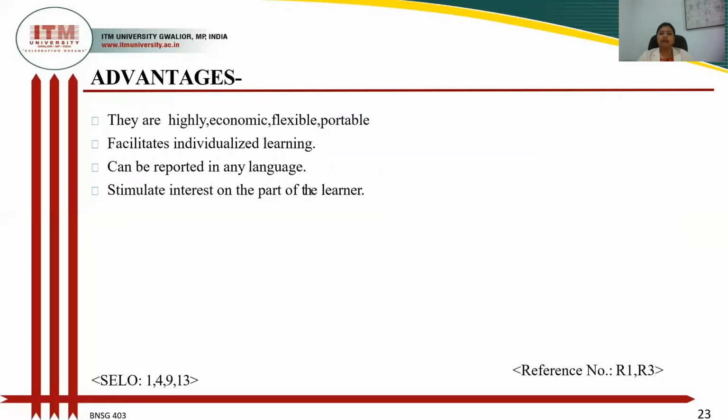Next, what are the advantages? The advantages of these pamphlets, leaflets, handbills and newspapers are that they are highly economical and flexible, we can carry them from one place to another, and they facilitate individualizing. Each person can read and understand them, and they can be printed in any local language. You can use Hindi, English, whichever language the people can understand easily. This type of AV aid will also stimulate the interest of the learner.